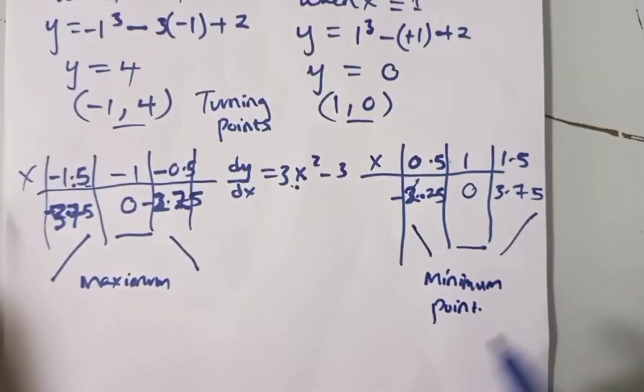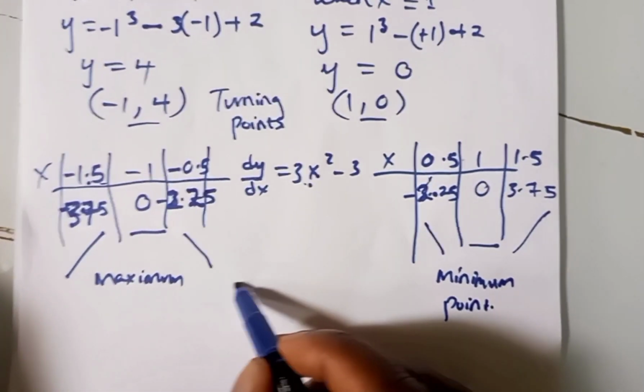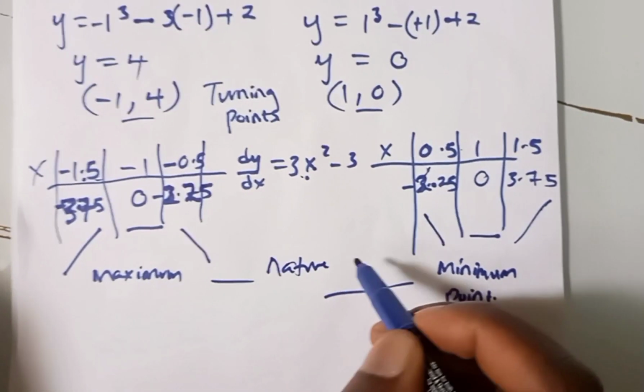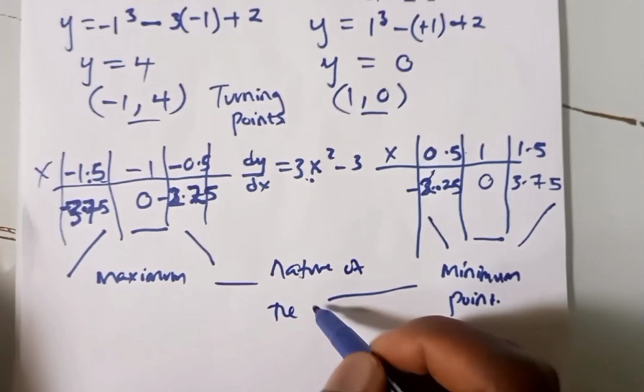So we have identified the nature of the turning points. We have two turning points, and their nature is, one is a maximum and the other one is a minimum.